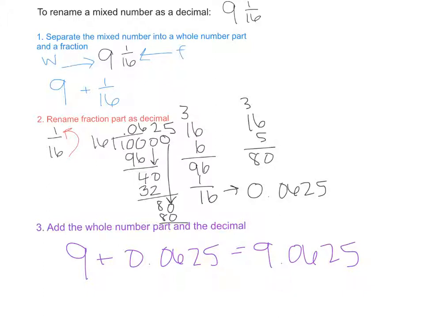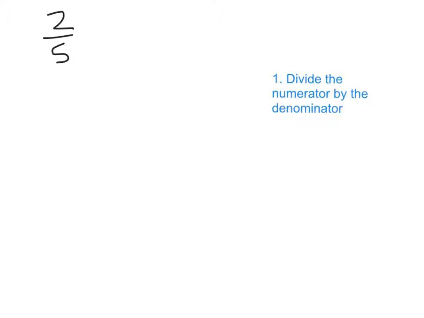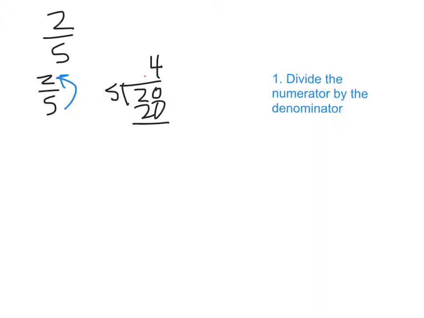Let's try another one. Let's try turning 2/5 into a decimal. So remember, our first step is to divide the numerator by the denominator. And again, as I like to call it, bottom into top, bottom into top. So now we do 5 into 2. But as we know, we can't really do this, so we have to add a 0 here, which means that we add a decimal up here. Now we have 5 into 20, which is 4, as you know, and that gives us no remainder.